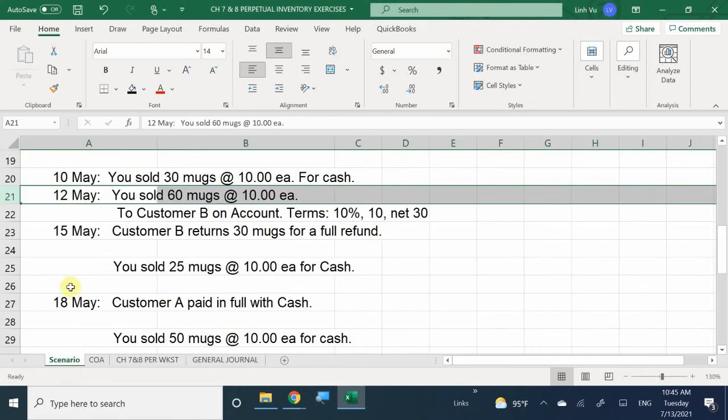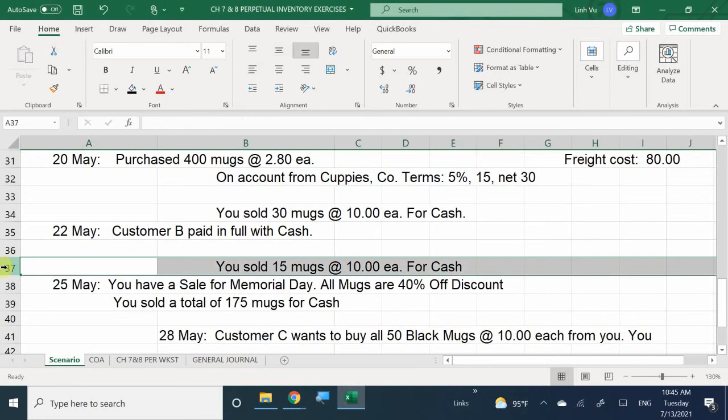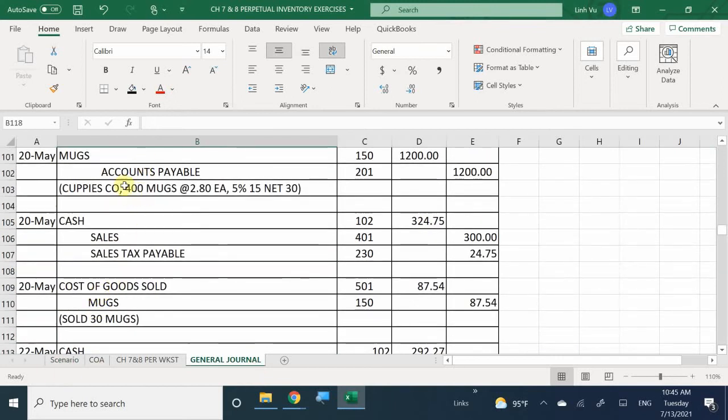Okay. So then on the same day, what else happened here? You sold 15 mugs at $10 each for cash. Okay. Good. So once again, another cash sale. This time we sold 15 items.